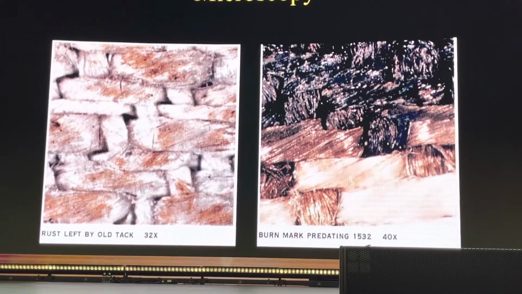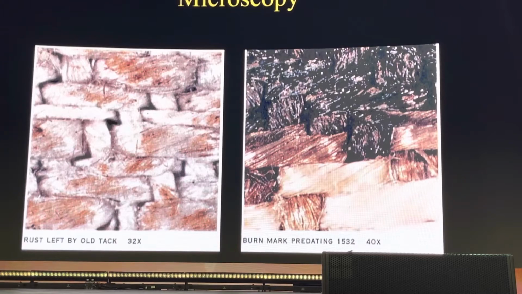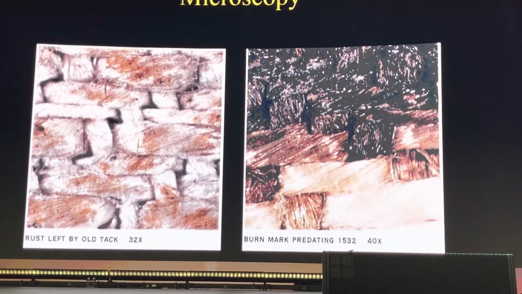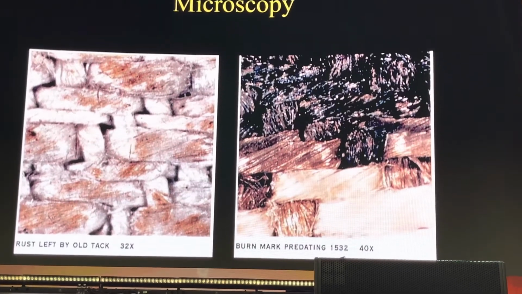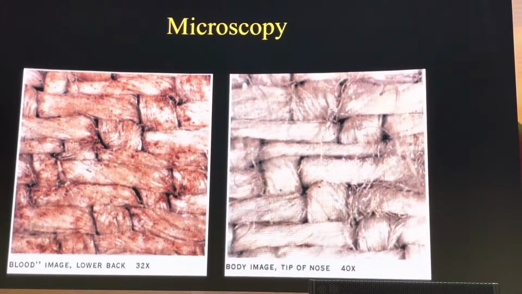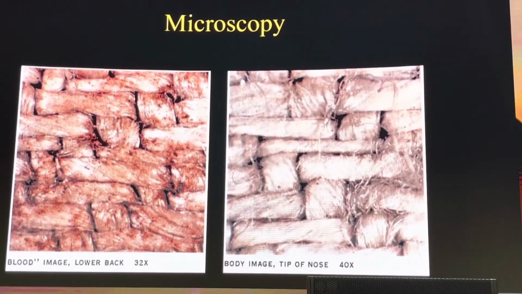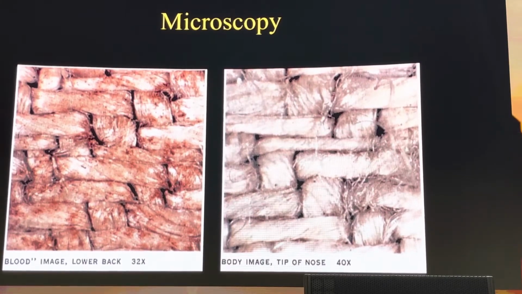On your left is rust left from an old tack. No problem seeing the rust particles clinging to the threads and the fibers. On your right is a burned area. No problem seeing burned threads right next to threads that are untouched. On your left is a blood image area from the lower back. No problem seeing the blood soaking through and clinging to all the threads and the fibers.